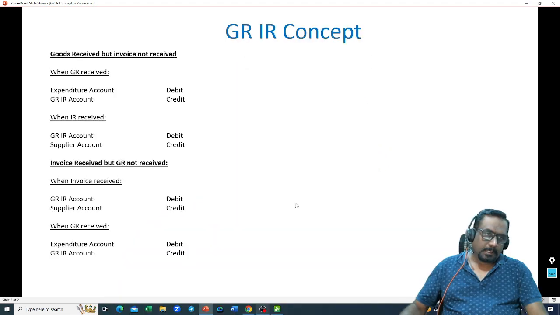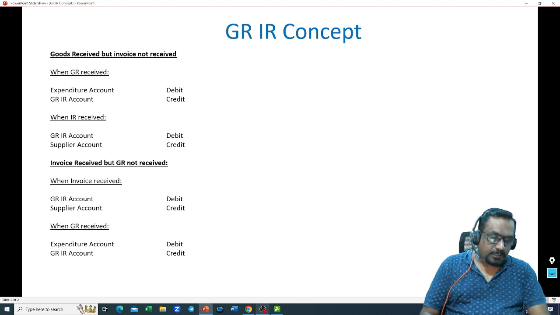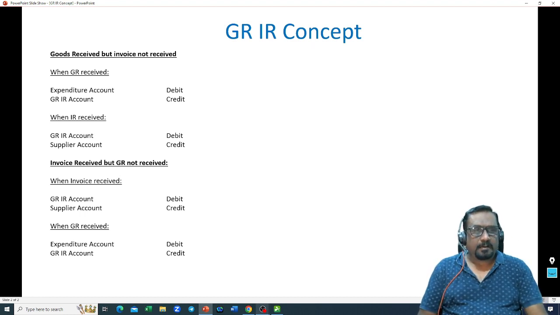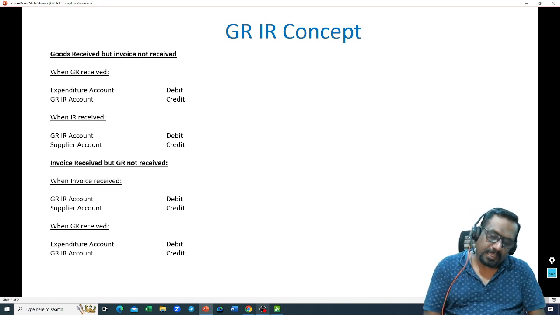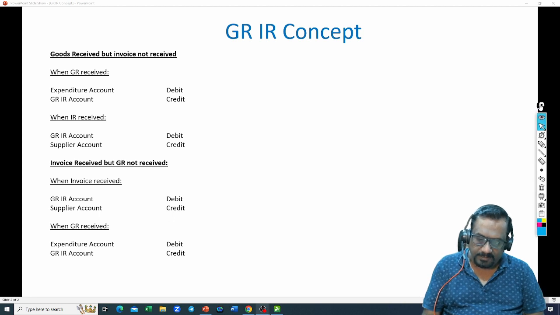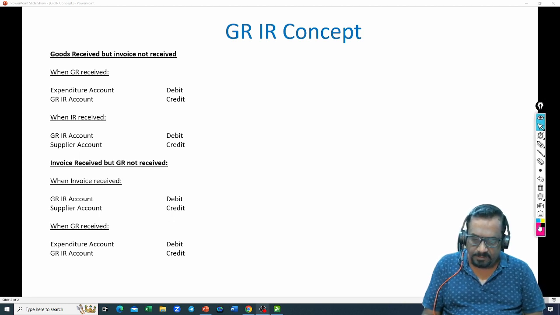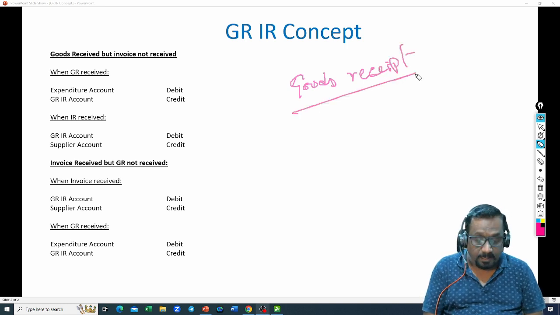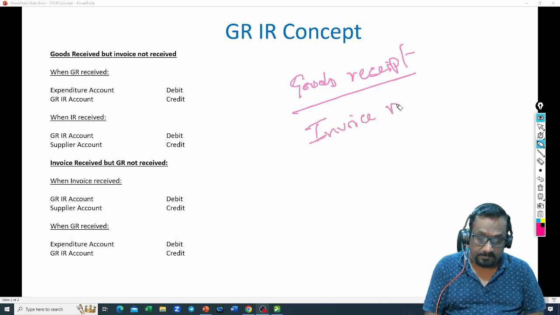Okay, guys. Let us look into the meaning of GR and IR. What do you mean by GR? GR is nothing but goods received. Goods receipt. GR. What is IR? Invoice receipt.